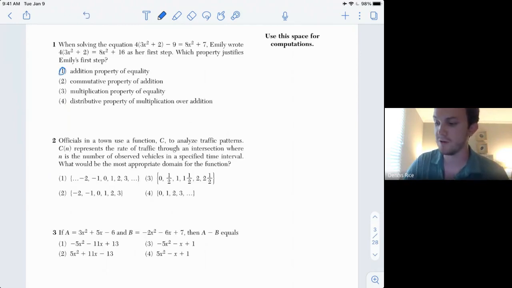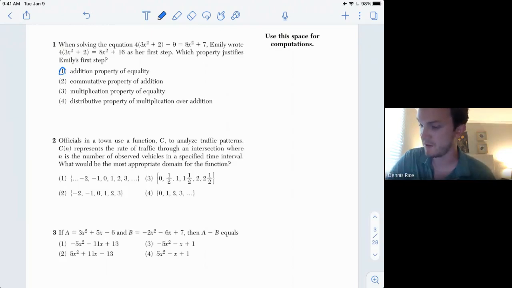We're a little bit more used to, I would say, choice two, the commutative or associative. But when we actually move things around, those have a name. What allows us to add the same number to both sides? The addition property of equality. There's a property of equality for all of them: subtraction, multiplication, division. Commutative would be you switching the order on the same side. Associative would be grouping.